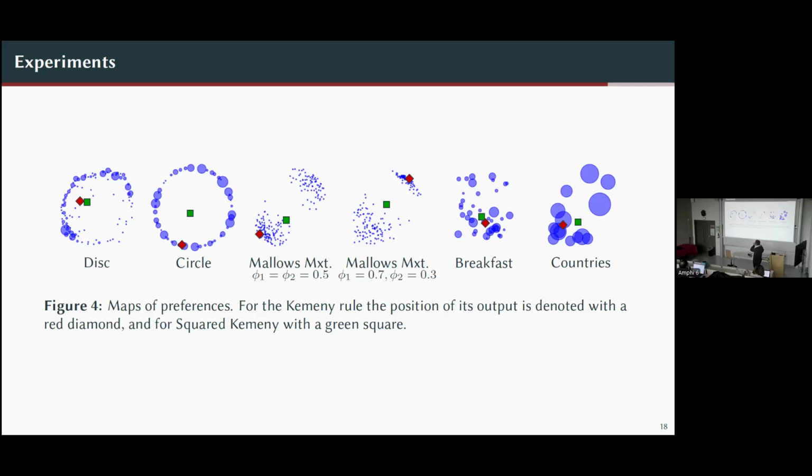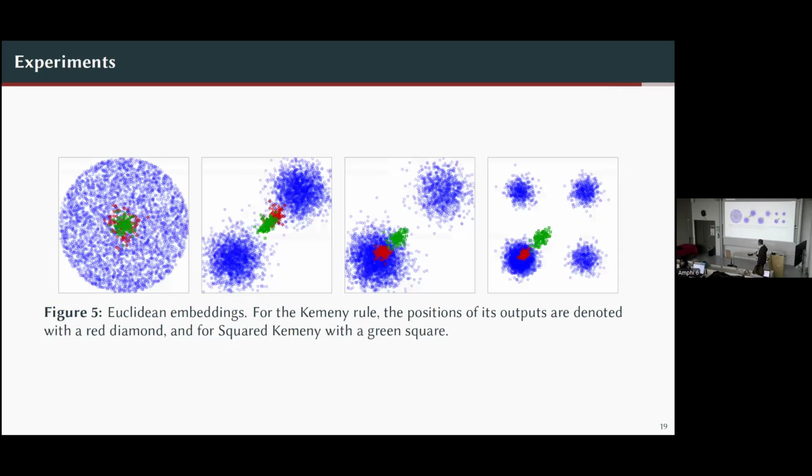Okay, but this way of picturing a profile and the outcomes could be misleading because these are not actually two-dimensional things, so maybe something's being hidden. So we tried a different way of visualizing things. Suppose I take a profile that I've actually generated in the Euclidean way by taking the plane, putting alternatives in random positions, putting voters in random positions. Voters prefer alternatives that are closer to them. I can draw such a profile very easily. Here I've only drawn the voters, not the alternatives.